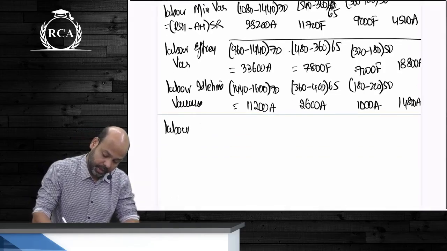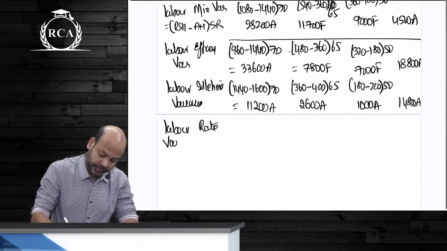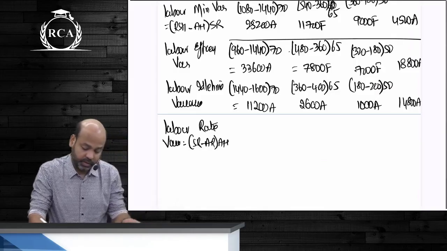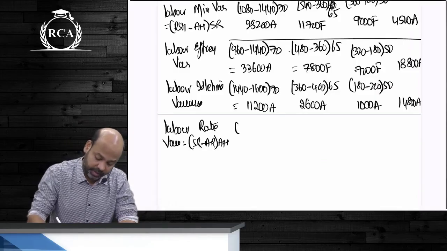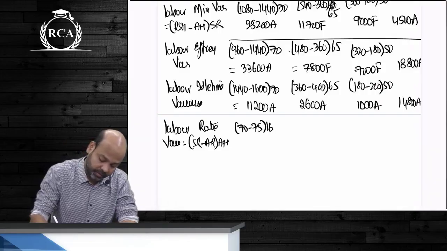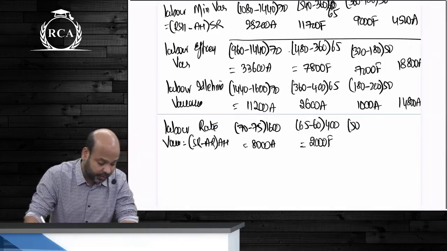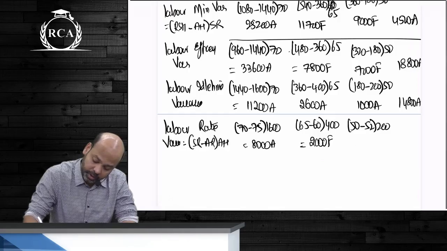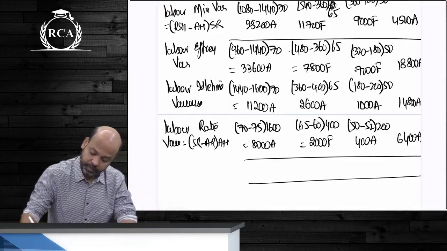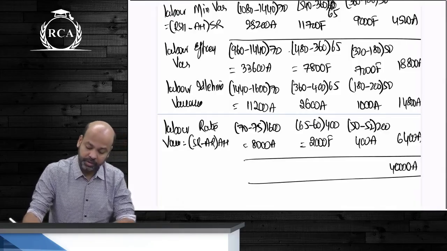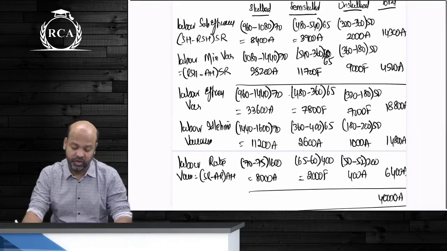Finally beta, labor rate variance after this, which will be standard rate minus actual rate into AH paid, guys. First group, beta, it is 70 minus 75 multiplied by 1600, that will be 8,000 adverse. Second one, it is 65 minus 60 multiplied by 400, guys, 2,000 favorable. Third one, it is 50 minus 52, guys, multiplied by 200, 400 adverse, 6,400 adverse. All put together, beta, 40,000 adverse. This will be the variances. Please check, guys.